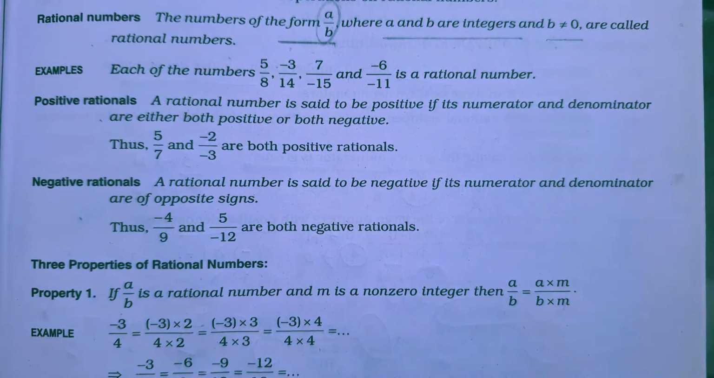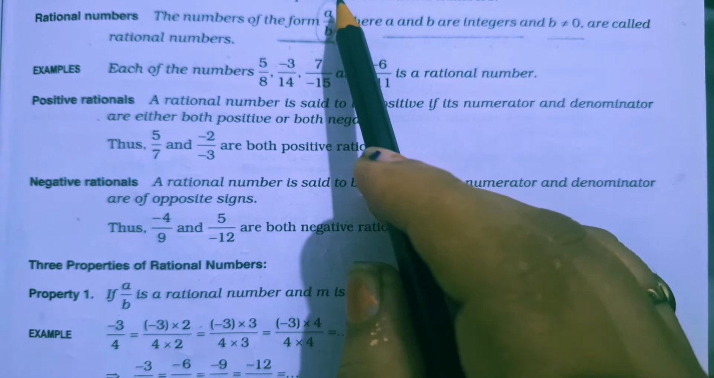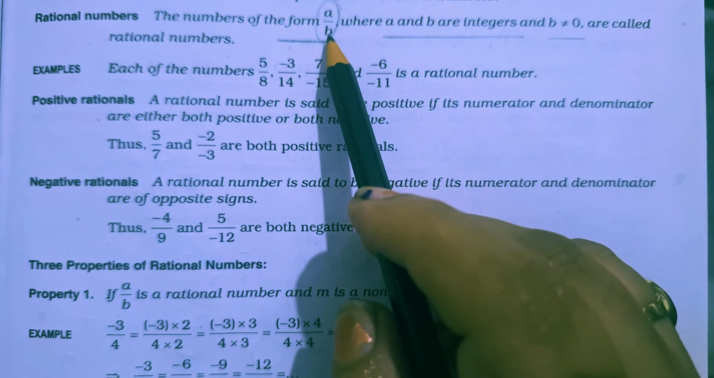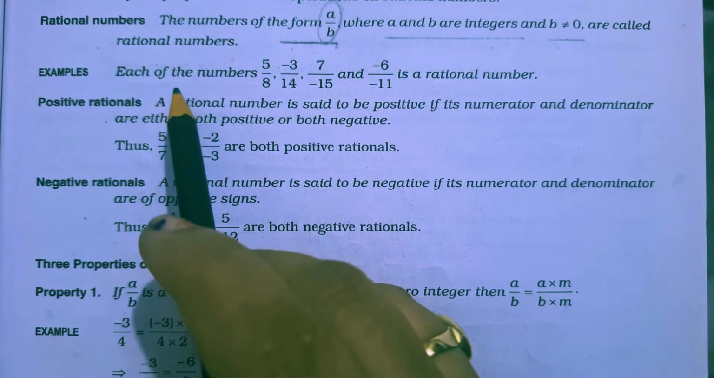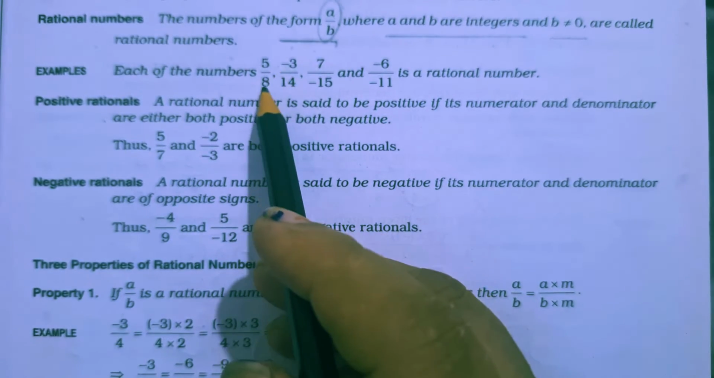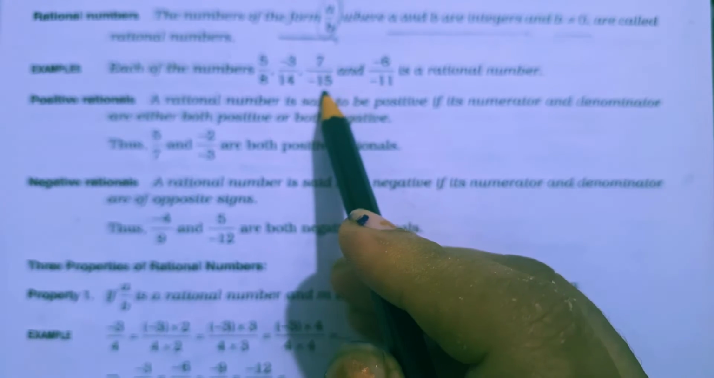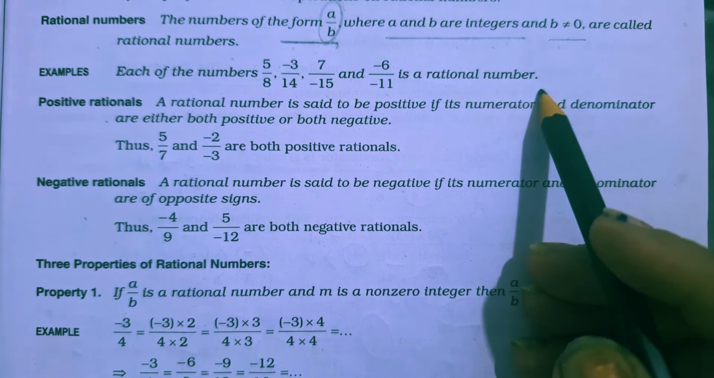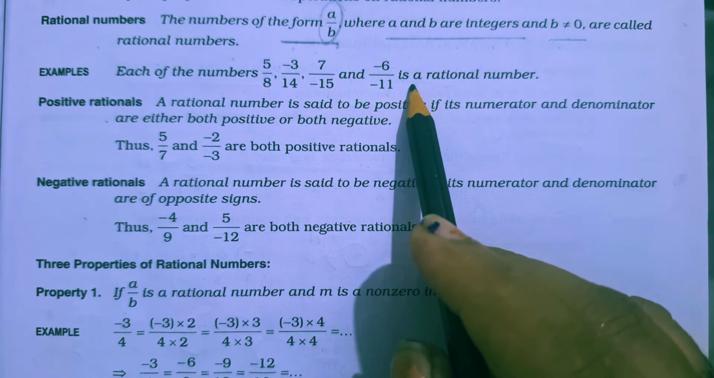These kind of numbers in this form, a by b, where b is not equal to 0 and a is an integer and b is also an integer, these are called rational numbers. Now, each of the numbers 5 upon 8, -3 upon 14, 7 upon -15 and -6 upon -11 is a rational number. Now students, from these 4 examples, what do we notice?